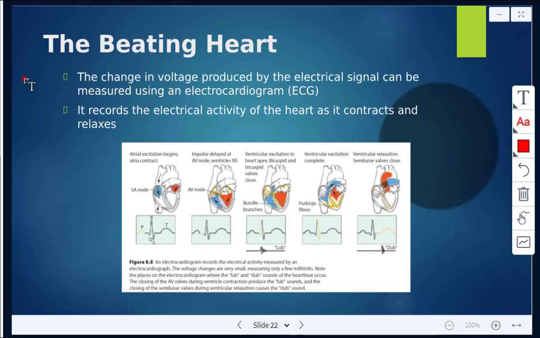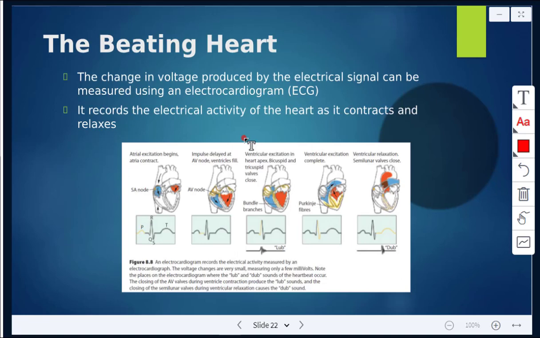All right, so the beating heart: the change in voltage produced by the electrical signal can be measured using an electrocardiogram, an ECG. It records the electrical activity of the heart as it contracts and relaxes. Here we have the SA node, that's when the atria contract, and we can see what's happening here in this electrocardiogram. The impulse gets delayed at the AV node, the ventricles start to fill, and here's what we're seeing in our electrocardiogram.